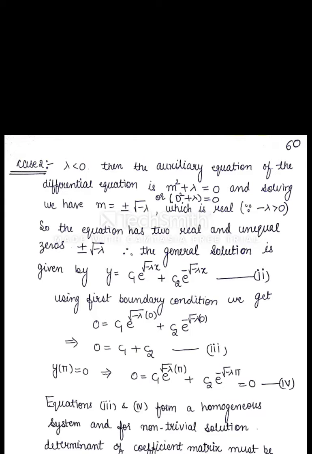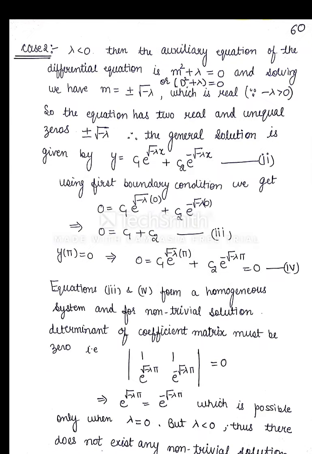And in that case, when we get two distinct real roots, we write the general solution as y = c1 e^(√(−λ) x) + c2 e^(−√(−λ) x), and we mark this solution as equation number 2. Now we will use the boundary conditions to find the values of these constants c1 and c2. When we substitute the first boundary condition, we get 0 = c1 + c2, and we mark this equation as equation number 3.